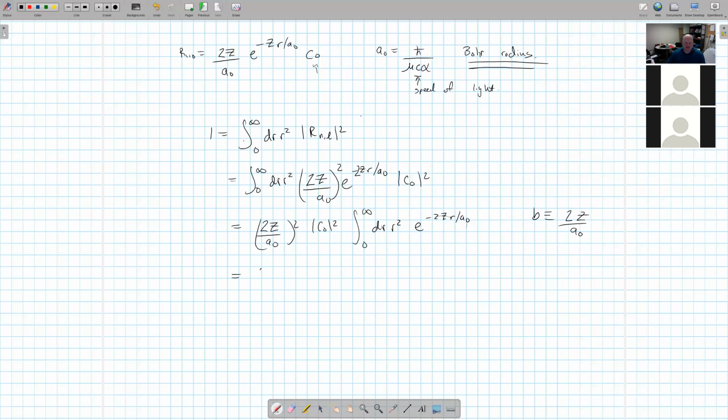So let's do something. R though, wouldn't you? So a0 squared c0 integral 0 to infinity dr r squared e to the minus br, right? So now if we took 2 derivatives with respect to b, then that would bring down an r squared, right? Because if I did d/db squared of e to the minus br, then that's going to be equal to r squared e to the minus br, right?